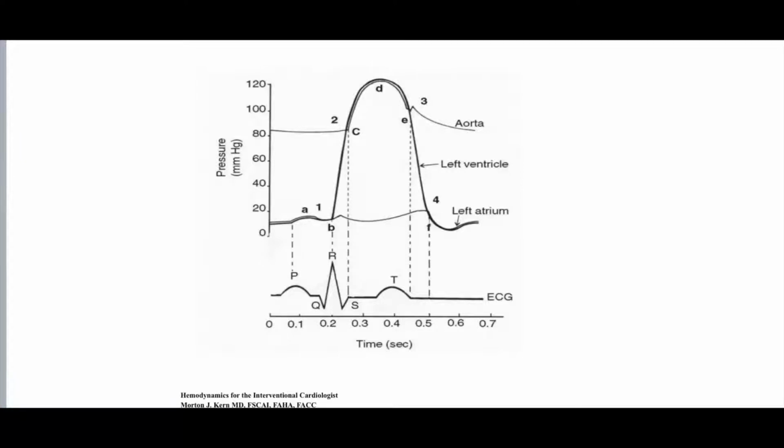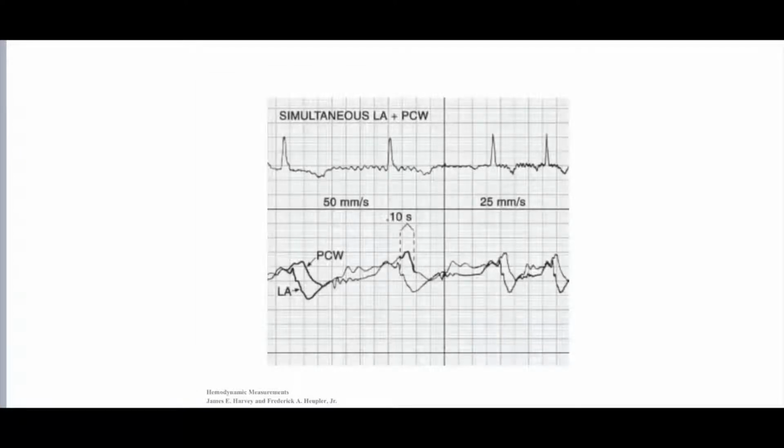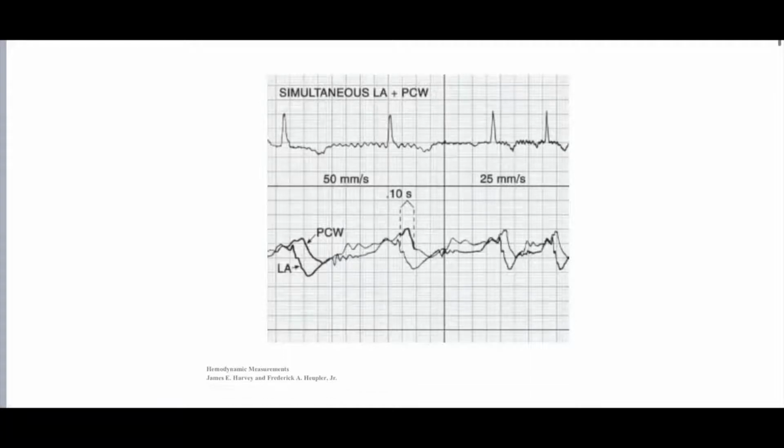Now, what is this here? If we take wedge pressure and compare it to left atrial pressure, what's the difference between the two? Any difference?